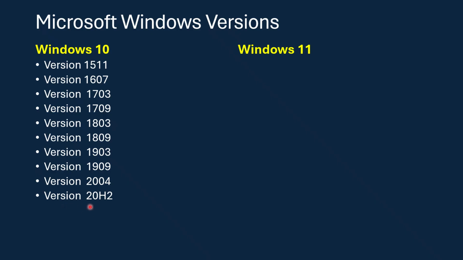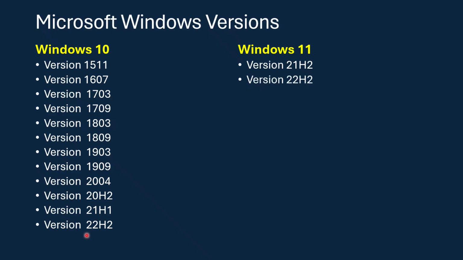So after version 2004, we have 20H2, 21H1, 21H2, and 22H2. I believe this was the last release for Windows 10. From that point, Microsoft stopped supporting Windows 10. Now for Windows 11, it is the same thing. We have versions 21H2, 22H2, 23H2, 24H2, and 25H2. This is currently the latest, as I am recording the video. This is the latest version for Windows 11.